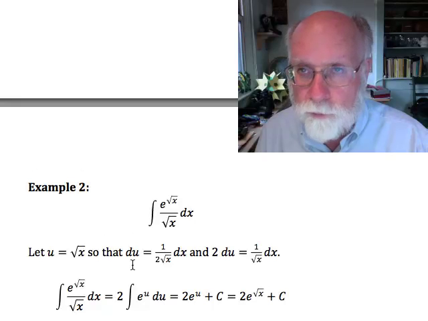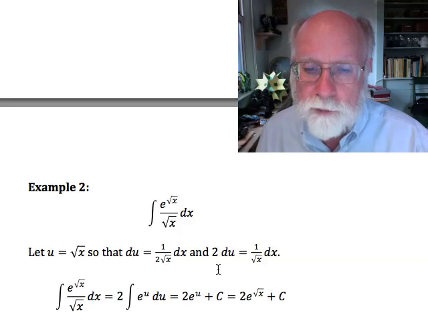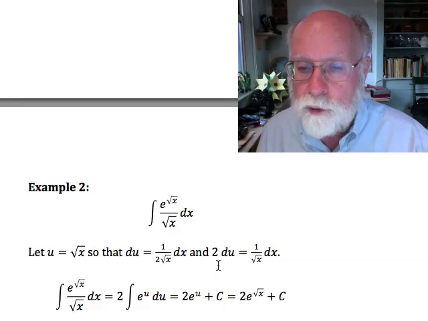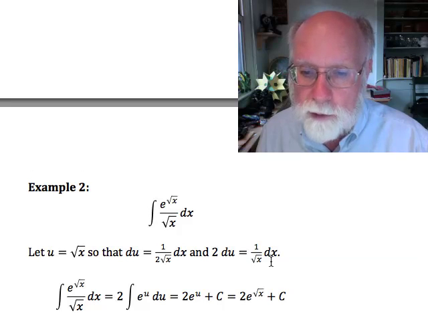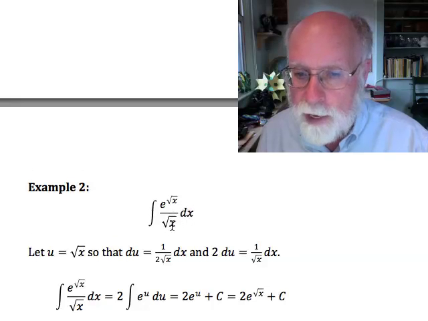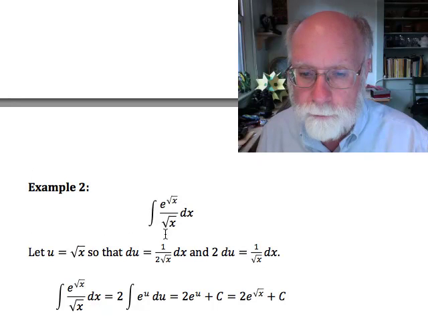When we take the derivative of u, we get 1 over 2 root x, because the derivative of root x is 1 over 2 root x. So we get du is 1 over 2 root x dx. Now we have to do a little bit of simplification here. We cross multiply the 2, so we get 2 du is 1 over root x dx. We do that because it's 1 over root x dx that we have in the function we're integrating.